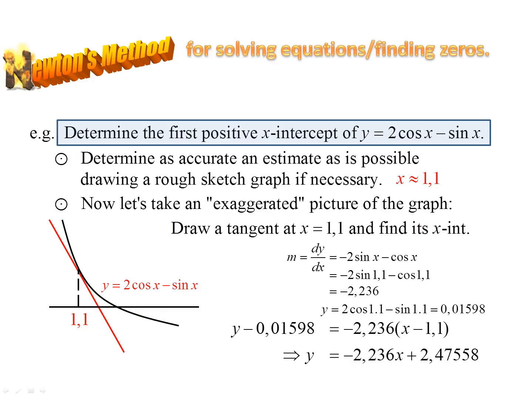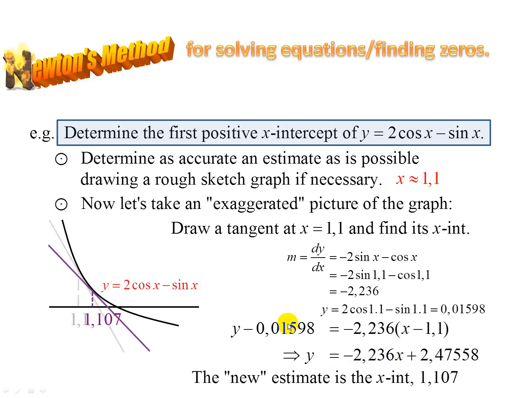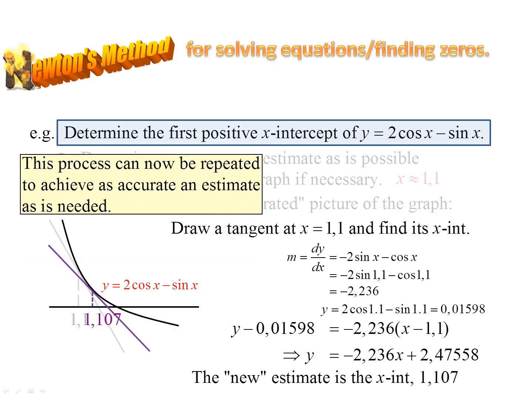Now I'm going to find its x-intercept. How do we find an x-intercept? y equals 0. I'm going to substitute 0 there. I'm going to solve this. I'm not going to worry about showing you the solving. If you cannot solve this equals 0, that's very sad. So therefore now 1.107 is your answer to that. So now there's my new line. There we are, 1.107. Now I'm going to start the whole process again. We're going to repeat the process to achieve as accurate an estimate as is needed.